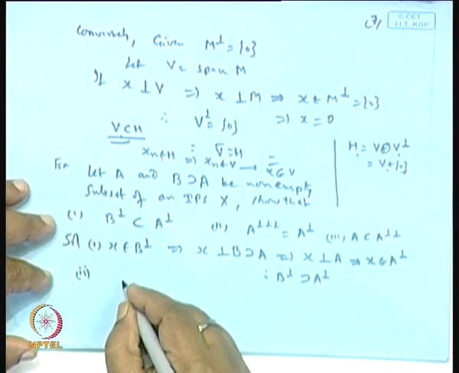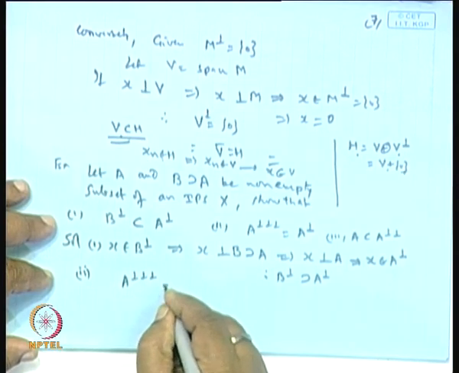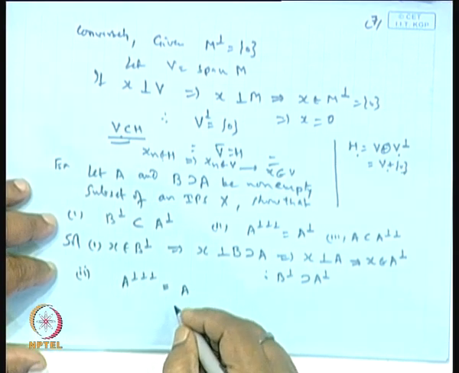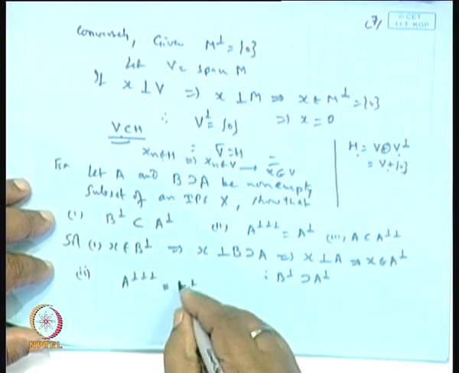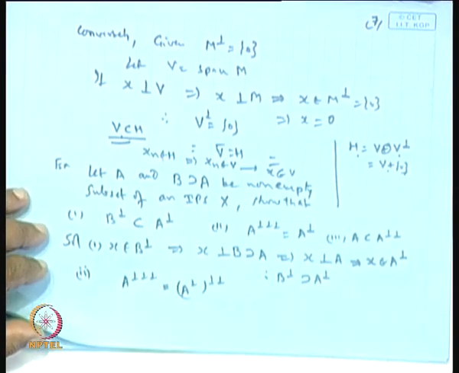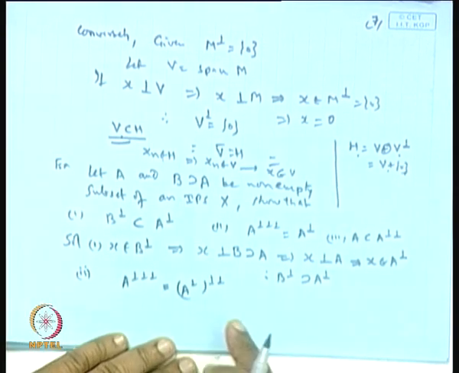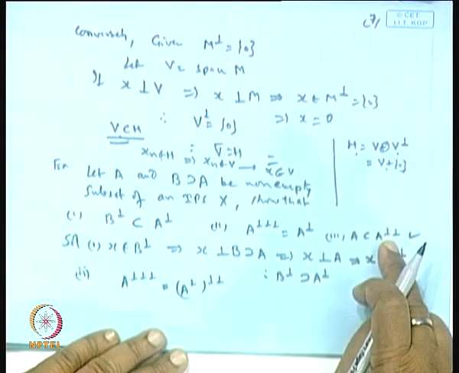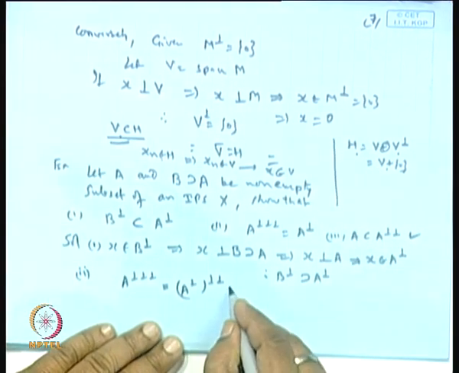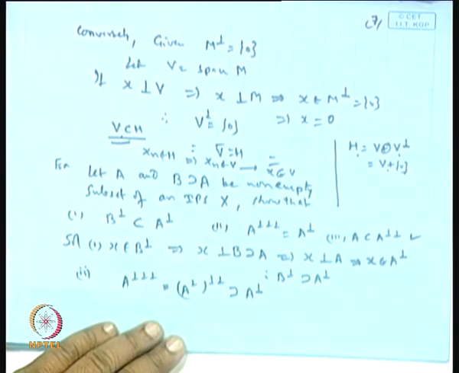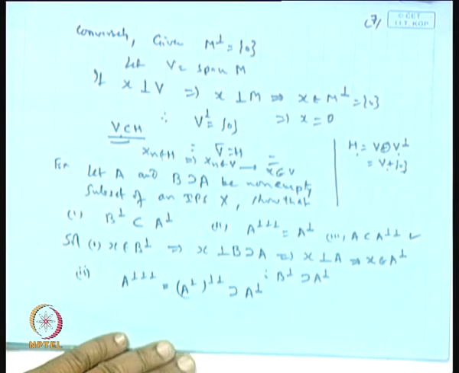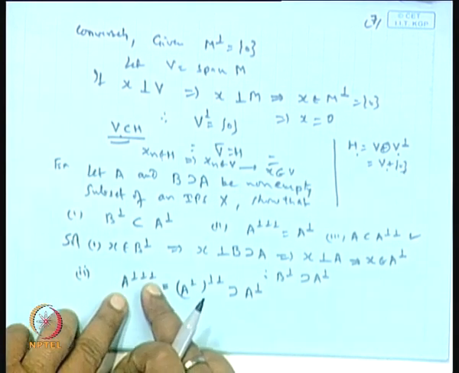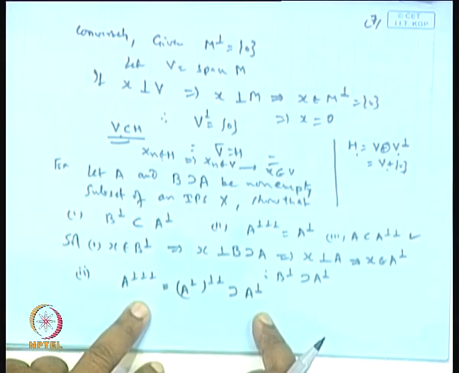What is A triple perpendicular? It means A perpendicular double perpendicular, is it not? Now, this one we have seen: according to the third, A perpendicular covers A. So, this covers A perpendicular, this covers A perpendicular. Okay. So, A triple perpendicular covers A.